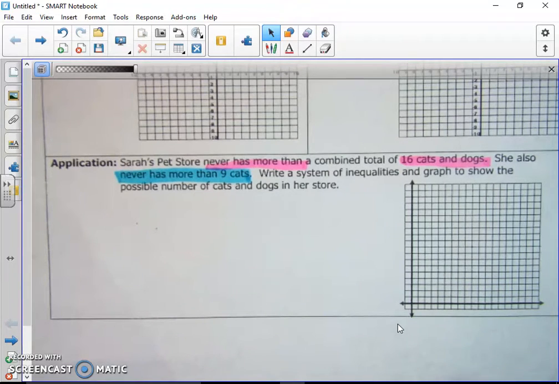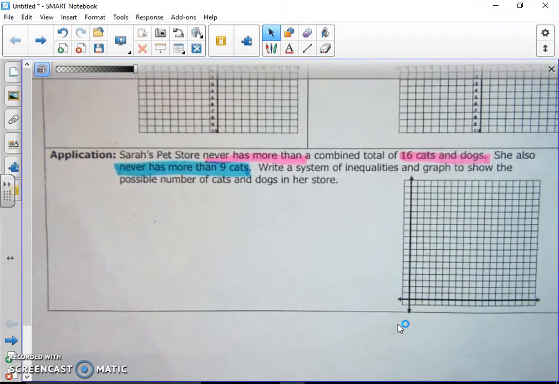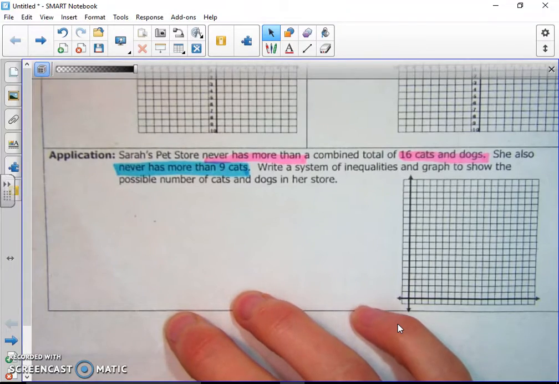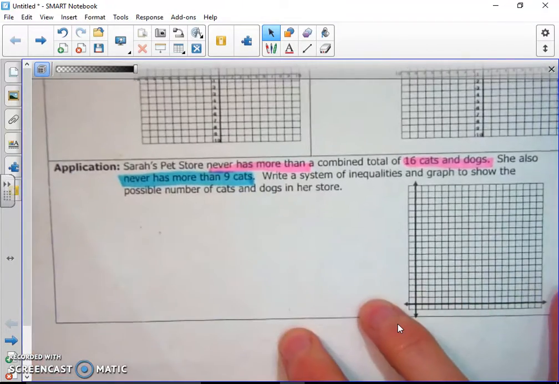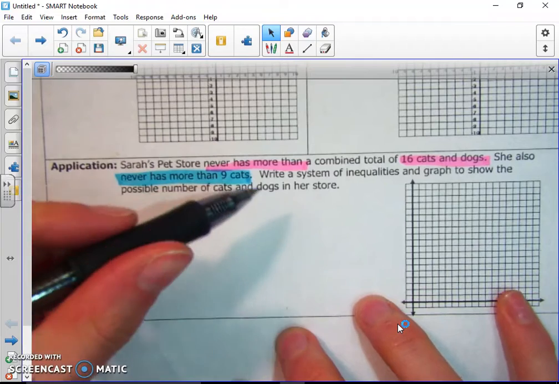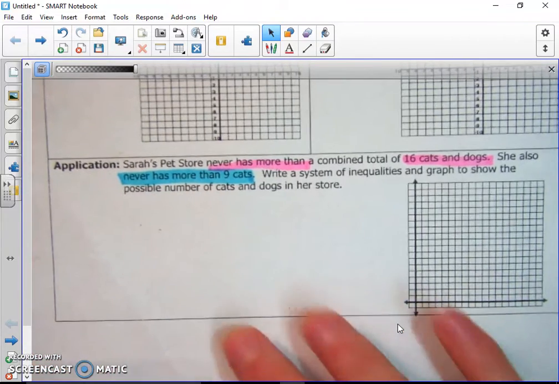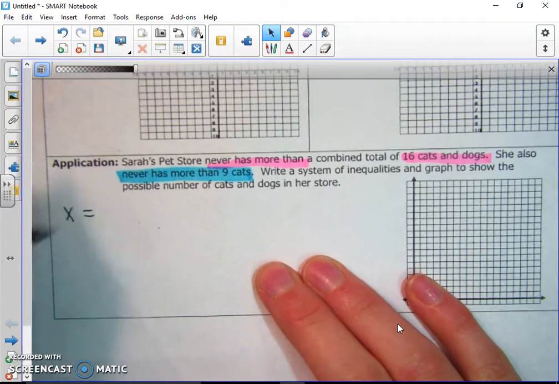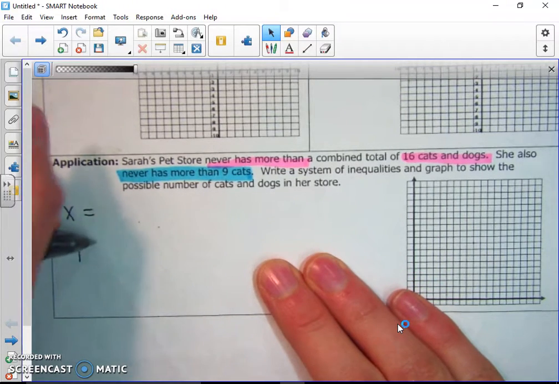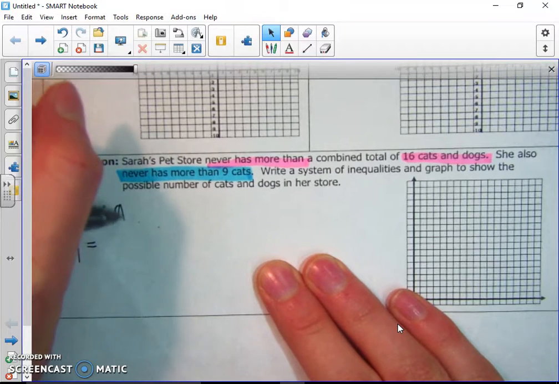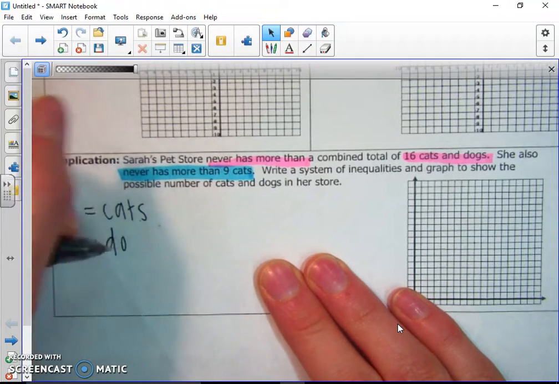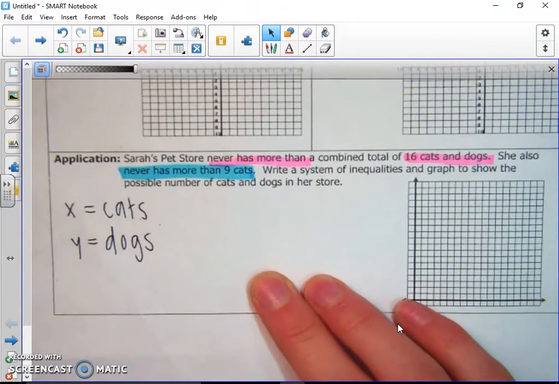So this is going to be similar to when we were doing systems of equations using real-world applications, but this time instead of it being equations, it'll be inequalities. So we have two situations going on. At the pet store, they never have more than a combined total of 16 cats and dogs. So remember, the first step is to always define your variables. So we're comparing cats and dogs. So let's say that X means the number of cats, and Y represents the number of dogs at the pet store.